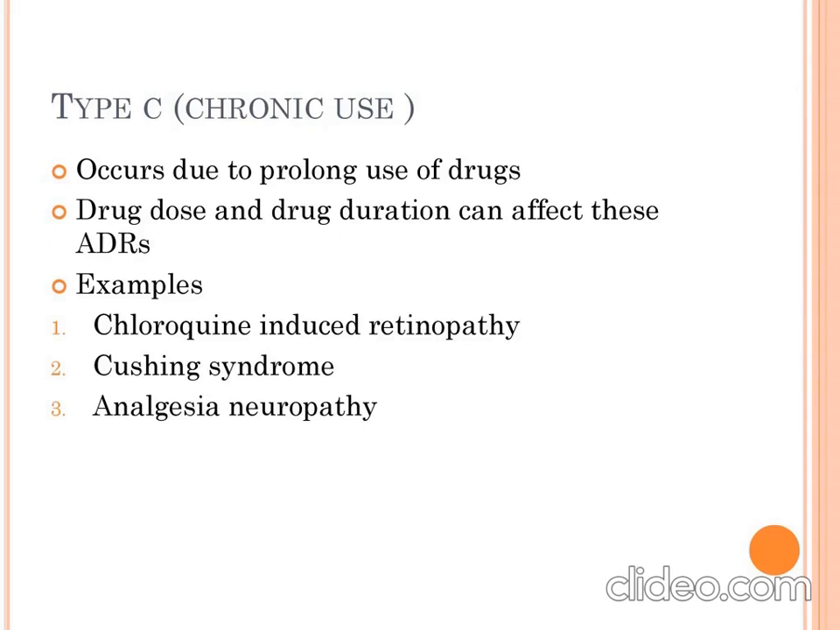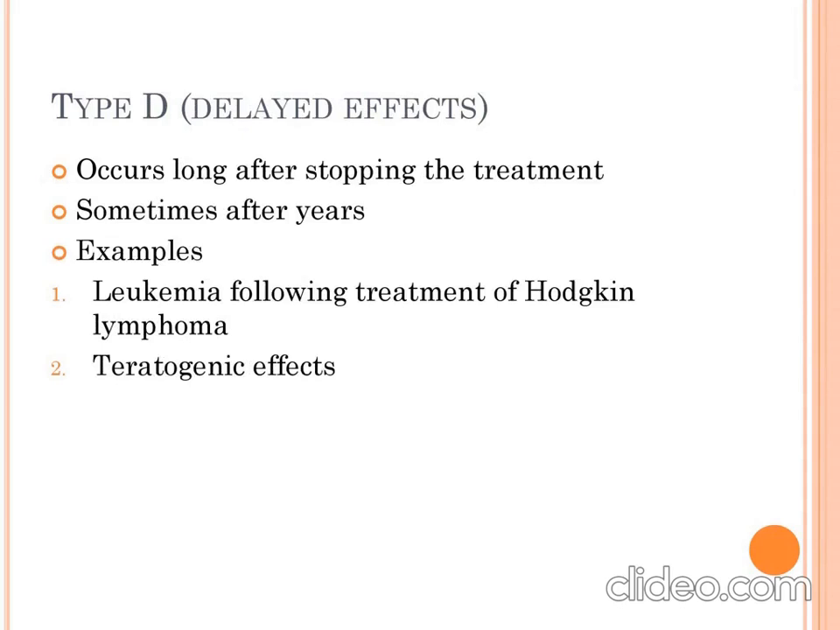Type C, it is due to chronic use of the drug. It occurs due to prolonged use of the drug. Drug dose and duration can affect this ADR. For example, chloroquine-induced retinopathy, Cushing syndrome, and analgesic neuropathy. Chloroquine, when used in rheumatoid bone diseases, can induce retinopathy.